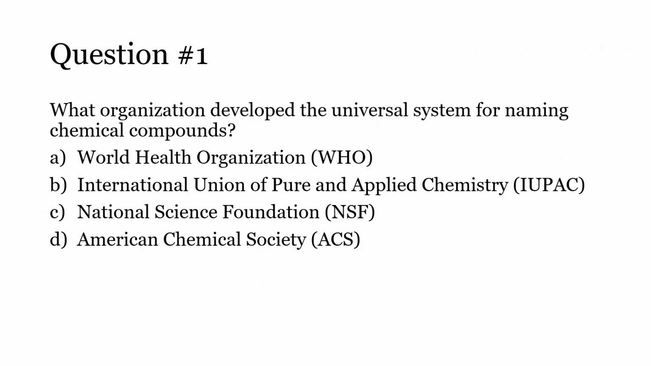Let's go ahead and take a look at a few questions. So, question number one: what organization developed the universal system for naming chemical compounds? And so, this is just taking a look at the organization that really came up with these rules that we are going to follow. And we should get B, the International Union of Pure and Applied Chemistry.